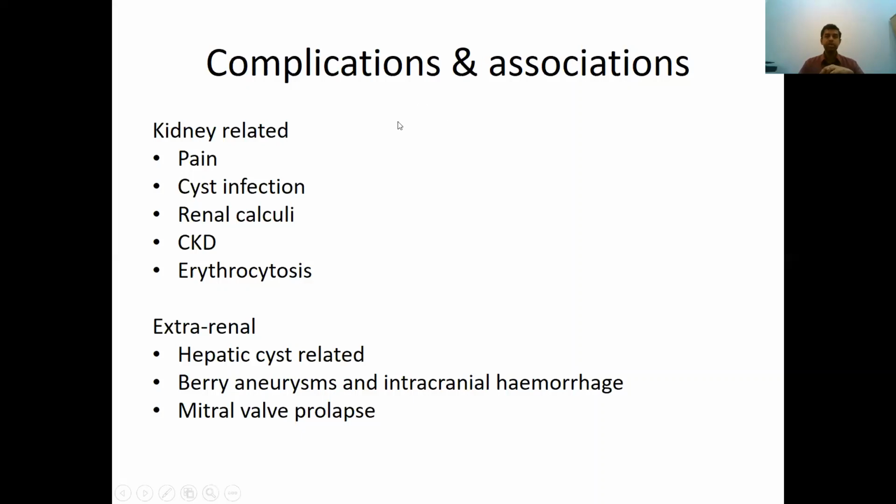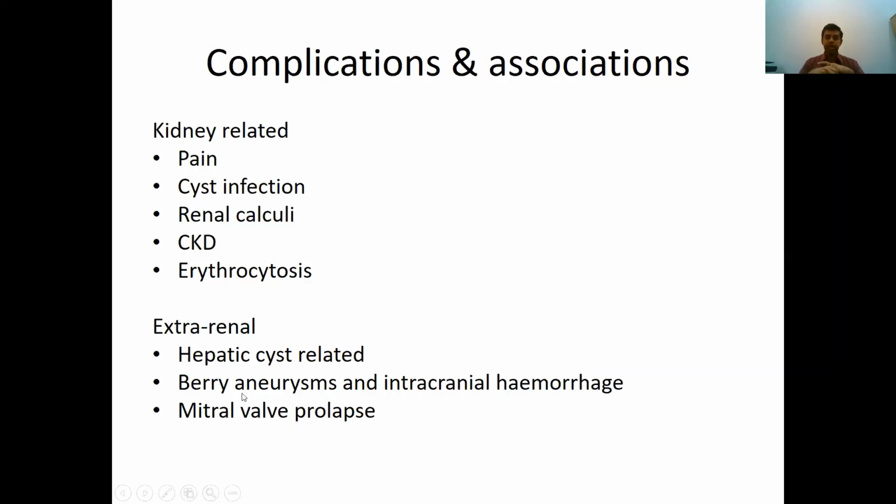Extrarenally, these conditions can associate sometimes with hepatic cysts. Now, this is important for you to know, especially with your short cases and all. When you are doing an abdomen examination, if you get a polycystic kidney disease patient, you always have to palpate for the liver as well to see whether there's hepatomegaly, which could be related to hepatic cysts.